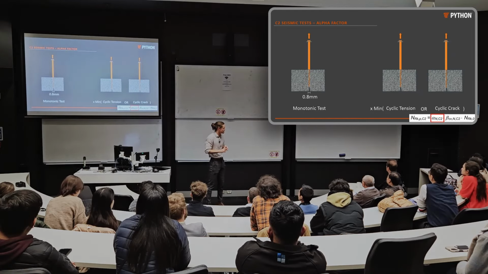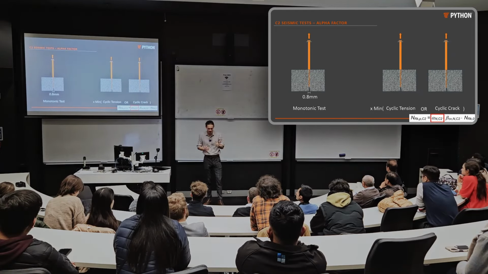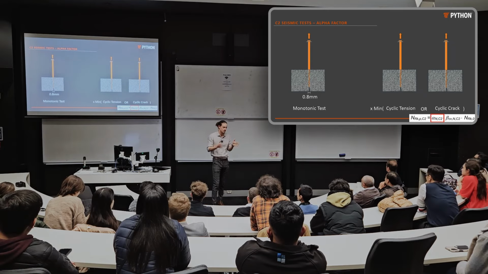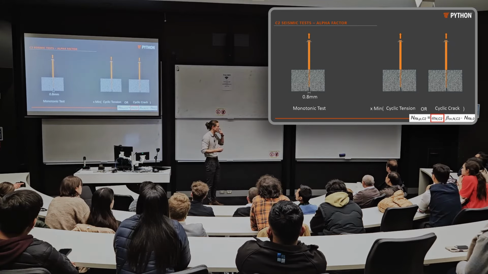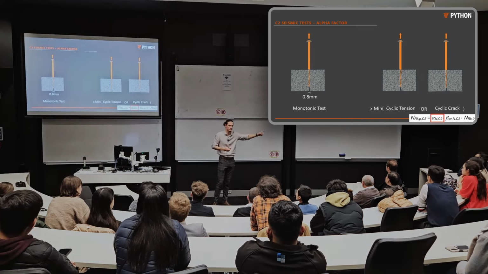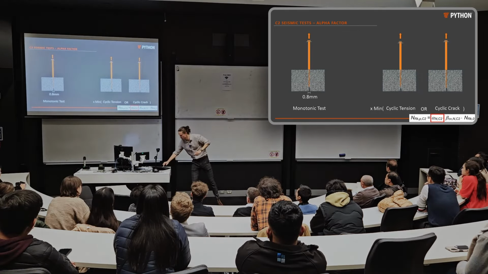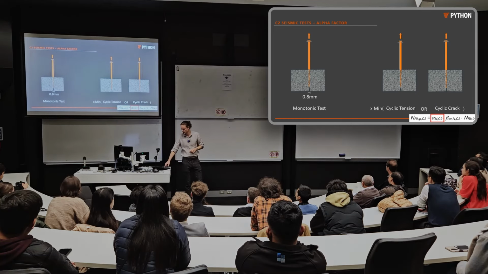Really, there are three tests. There is a monotonic test in a crack that is 0.8 mils wide, so this is allowing for that larger crack width that we expect in a significant seismic event. And then these two on the right. First is cyclic tension, and then the next is cyclic shear.